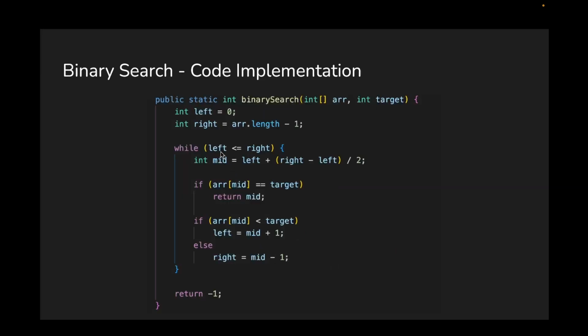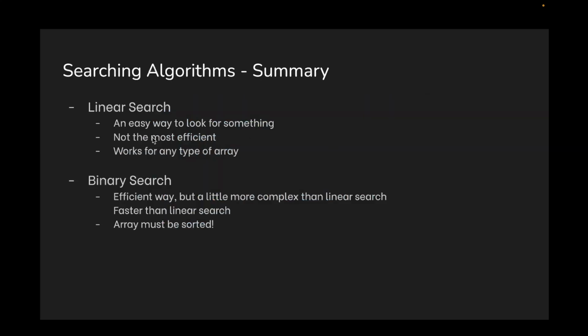Let me think if there was anything else that I needed to explain. I think we covered pretty much everything about this, so we're good. So what did we cover? Well, linear search and binary search, right? So linear search, we saw that it was an easy way to look for something, not the most efficient, and it works for any type of array.